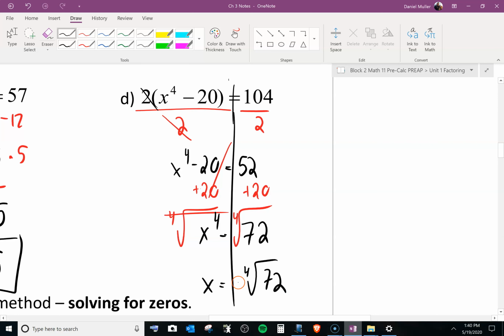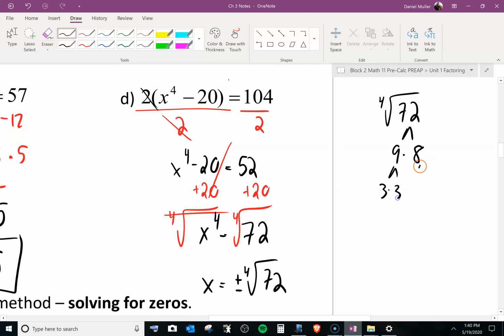So x is equal to the fourth root of 72. Now a fourth root is like a square root. It's an even power, so we will have a plus or minus. Don't forget that. And in case you've forgotten, I think in grade 10 we did this. This is 9 times 8, and that's a 3 and a 3. That's a 2, 2, and a 2. And I can't do any groups of 4. So my answer just stays like this.